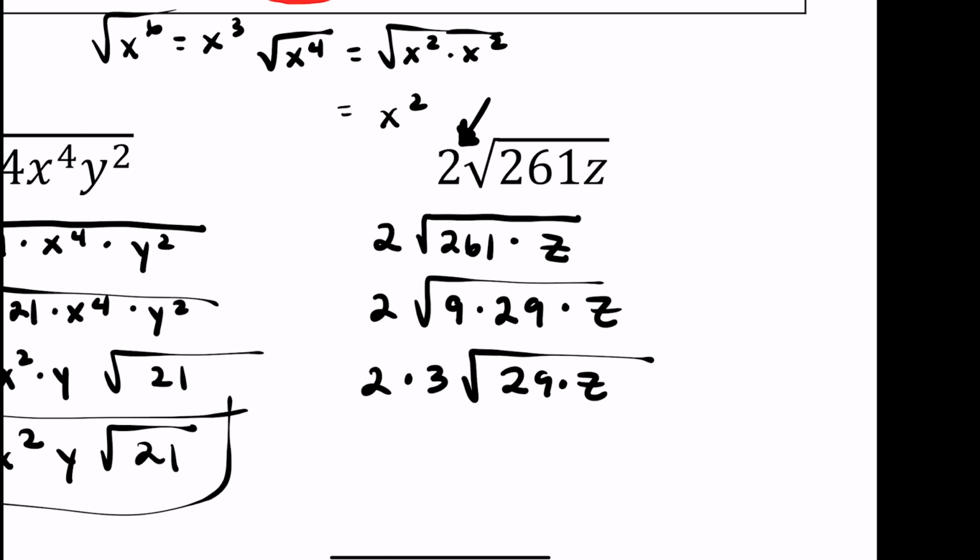Okay, so you're separating those things with the multiplication sign, just like what we did outside of the radical here. 2 times 3, that's just going to be 6. Root 29 times z, that's 29z, and that's your answer.